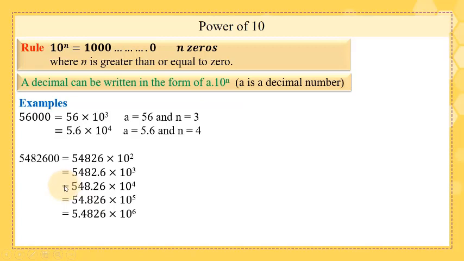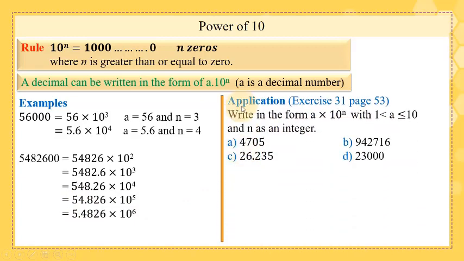If we start with 548.26, you will multiply by 10 exponent 4, so that the point will be moved 4 times to get this number, and similarly the last two ways. Please solve this application page 53 and pause the video to solve.